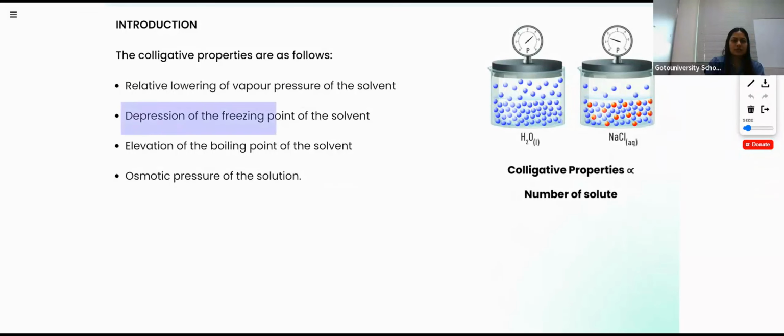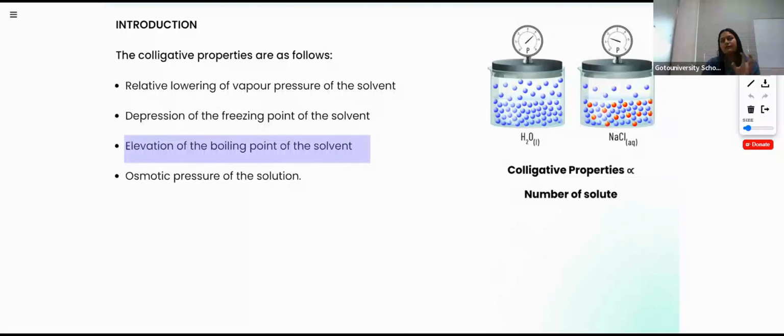We have discussed depression of the freezing point in solvent, that the freezing point will gradually decrease as the vapor pressure decreases. We have discussed that the boiling point of solvent increases. Why is there elevation of boiling point in the solvent? Because the solvent particles have full access to the surface and can evaporate more easily than the solvent having solute particles in it.